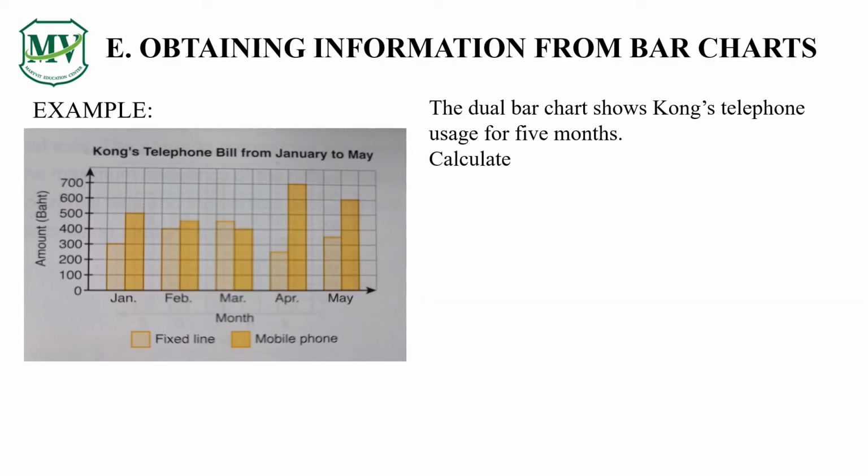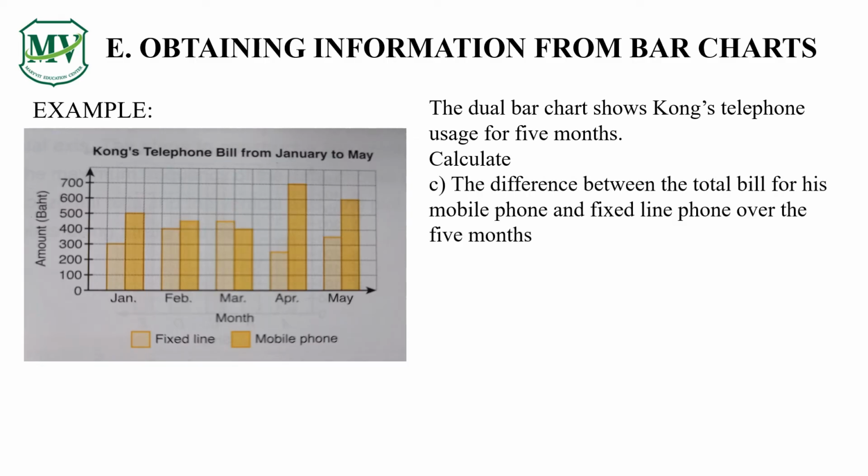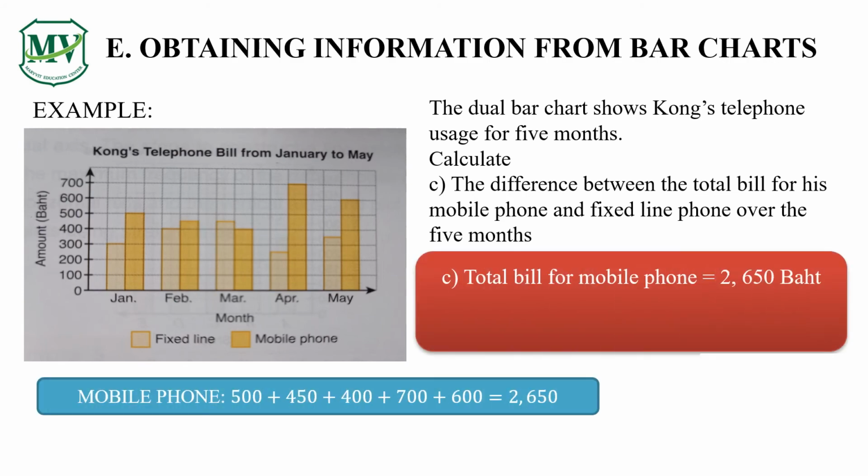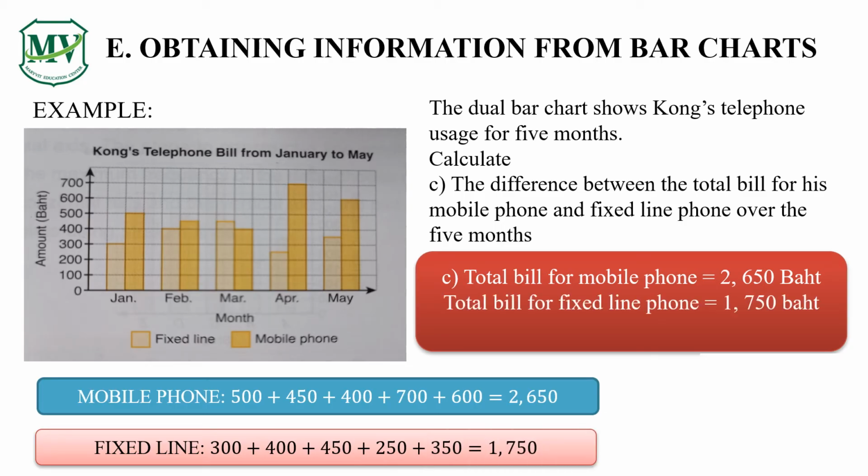Another question. Calculate the difference between the total bill for his mobile phone and fixed line phone over the 5 months. The total bill for mobile phone is 2,650 baht. The total bill for fixed line phone is 1,750 baht. So the difference between the total bill for his mobile phone and fixed line phone bill is 900 baht.